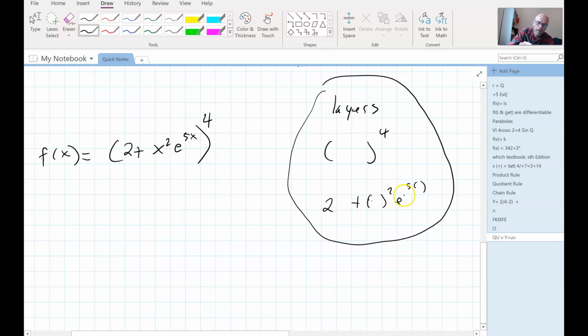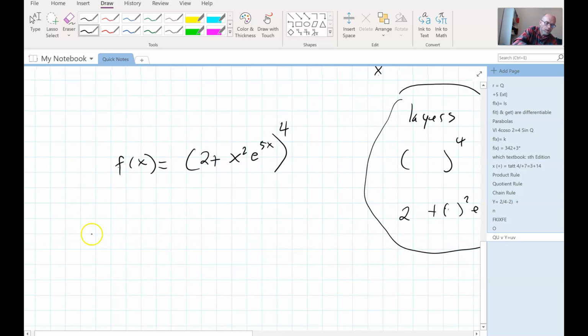So once we get down to here, we're going to have to use another rule. So let's go ahead and start with that. When I take the derivative of this, the derivative of the outside is something to the 4th power. So that would be 4 times something to the 3rd power. Well, what is the something? The same thing it was in the original equation. That would be 2 plus x squared e to the 5x.